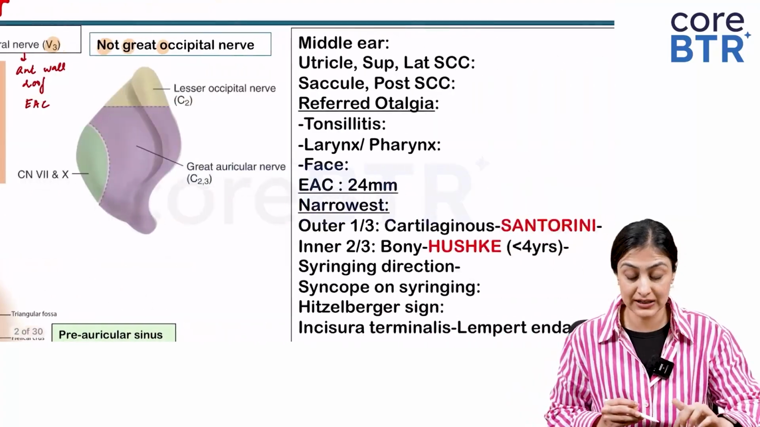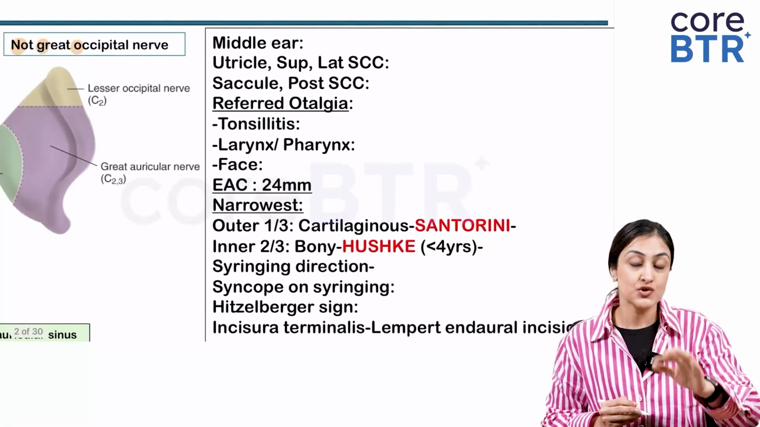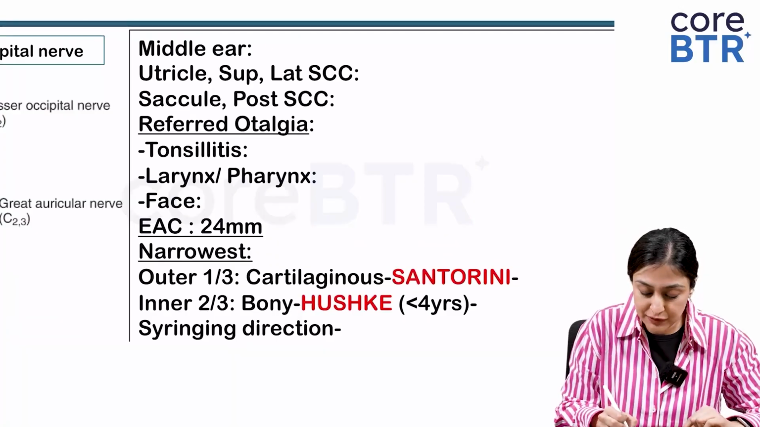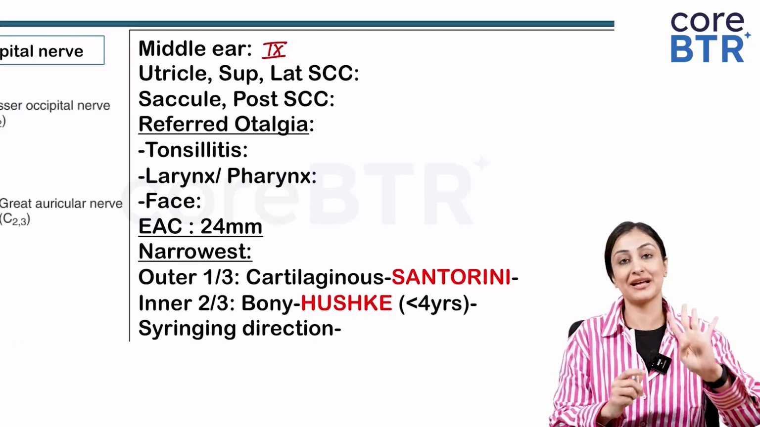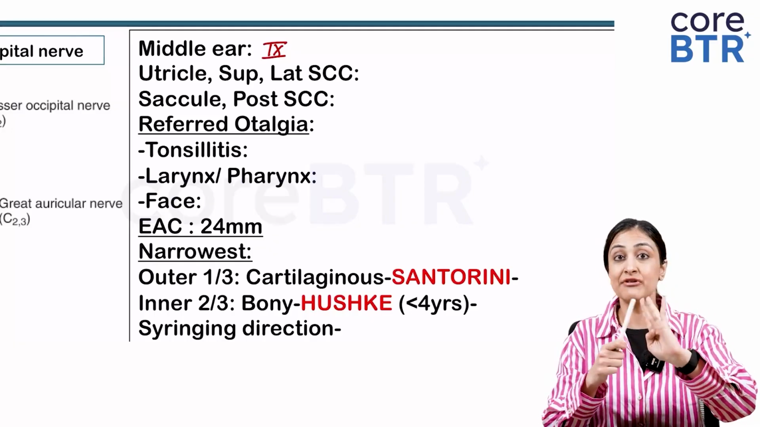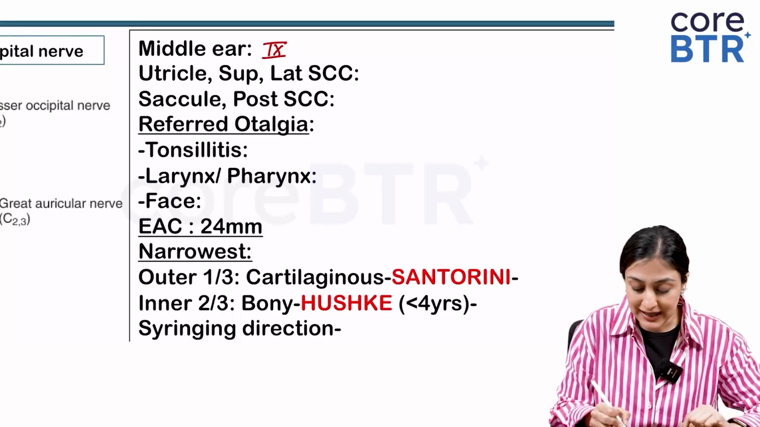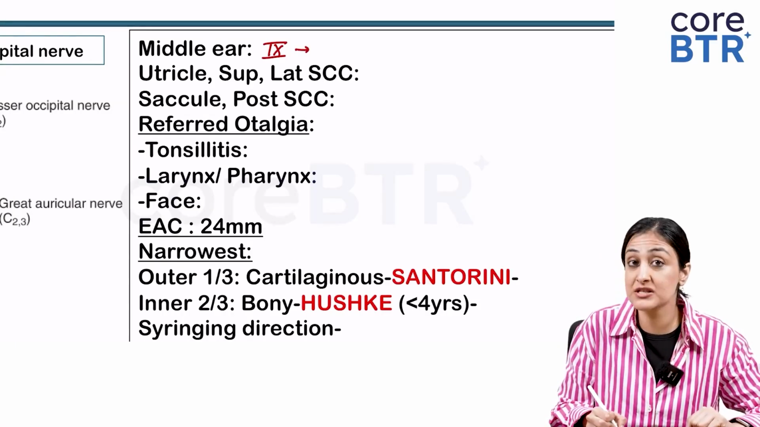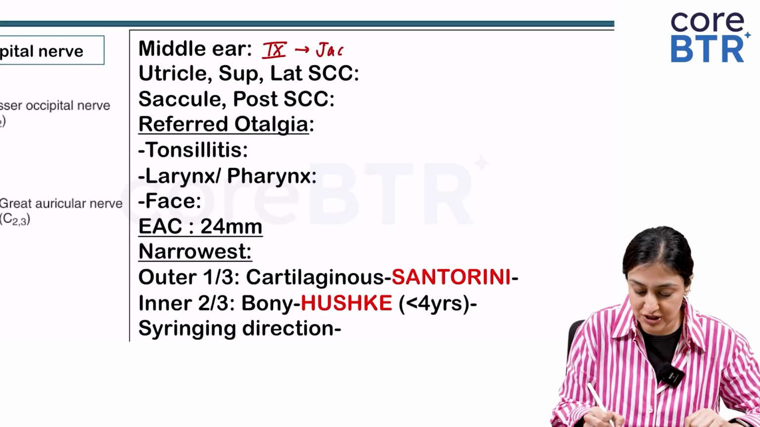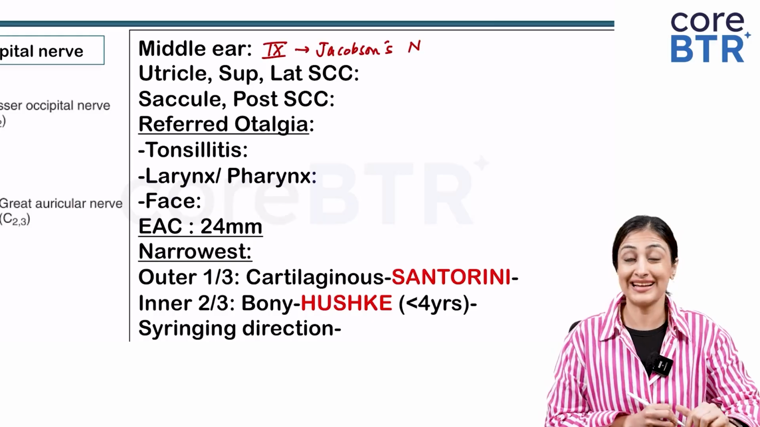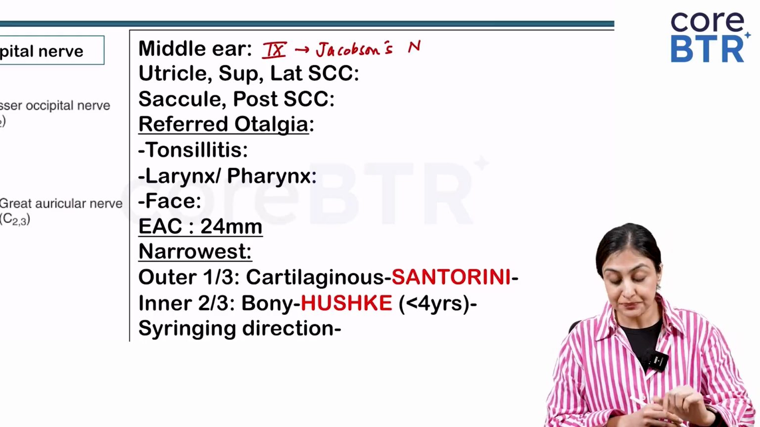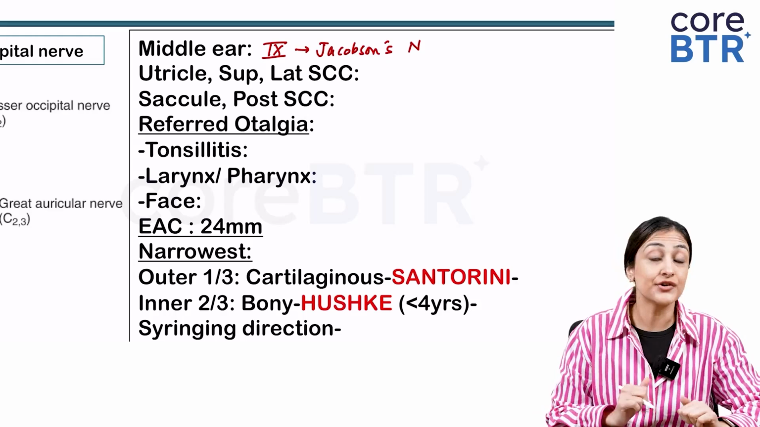Let's add on to that. What about the middle ear? Middle ear is getting its supply from the 9th cranial nerve. So that makes it 4 cranial nerves that supply the ear: V3, 7, 10 and 9. The 9th glossopharyngeal nerve forms this plexus which is called the Jacobson's nerve. So it forms the tympanic plexus because of the Jacobson's nerve which is supplying the middle ear. So together, middle ear is supplied by 9th cranial nerve.